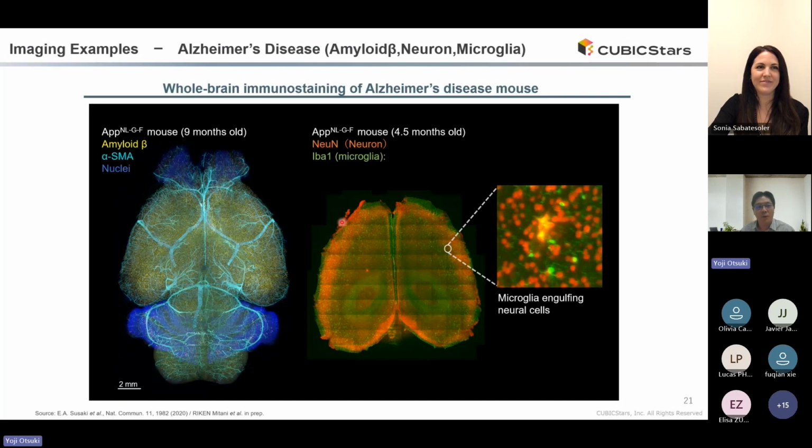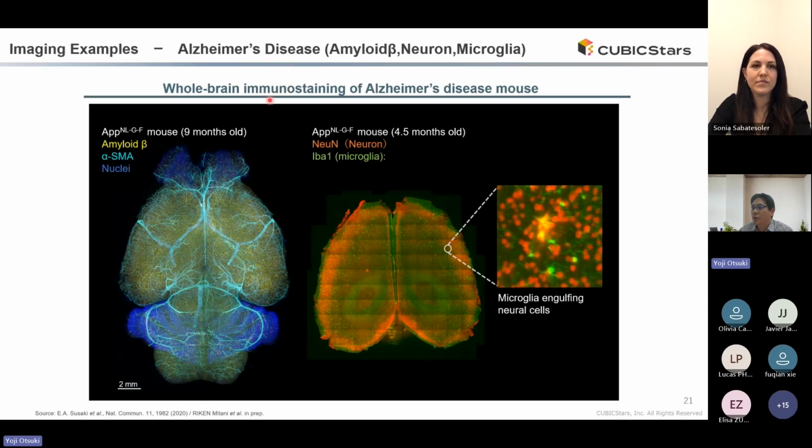And hello, everyone. I am Etsuo Susaki. I'm a medical researcher based at Juntendo University, Tokyo. And also, I am an executive officer at CUBICStars, particularly in charge of R&D activities, the technical instructions, and the support for users. So today in my part, I will introduce some use cases of our techniques, particularly in the biomedical field and drug discovery. So in the first case, I would like to introduce the analysis of Alzheimer's disease models.